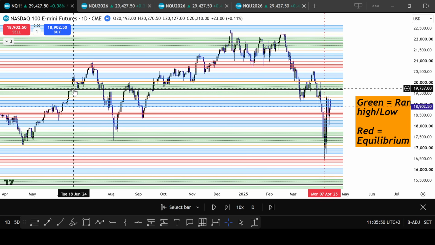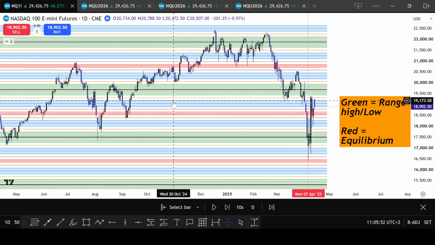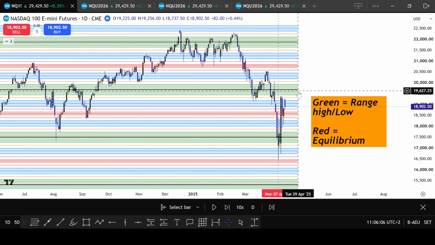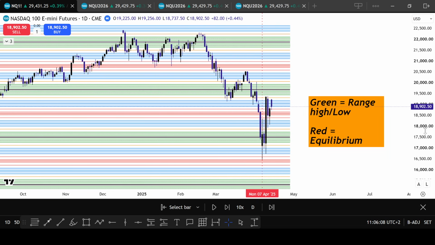Okay? These are not random. These are what you may have heard of called bank levels or institutional levels. These are the actual levels that they are referring to. Now, each one of these levels has a specific percentage assigned to it.